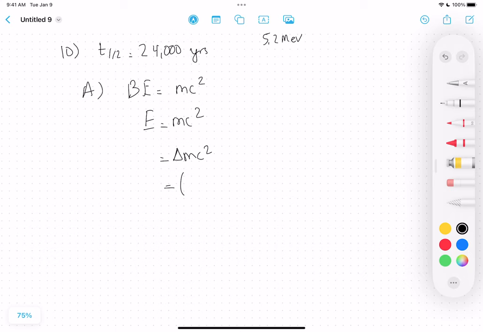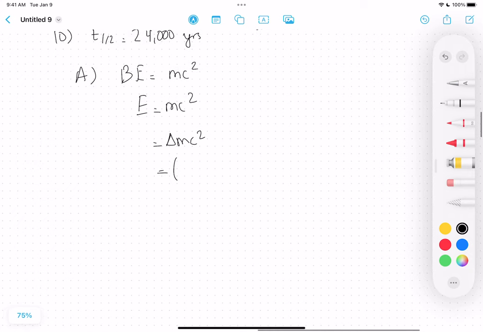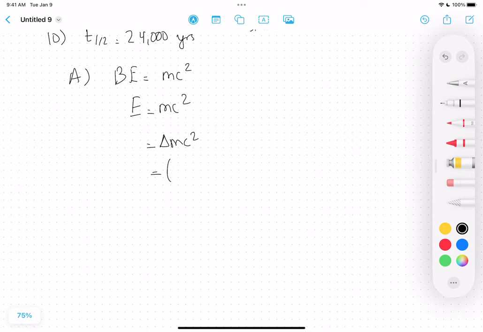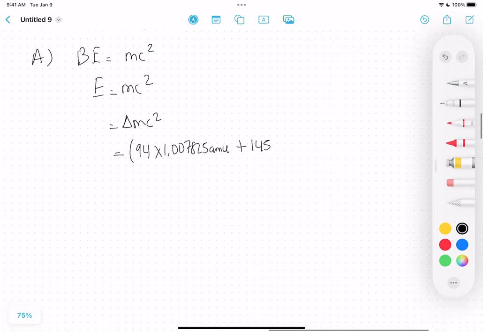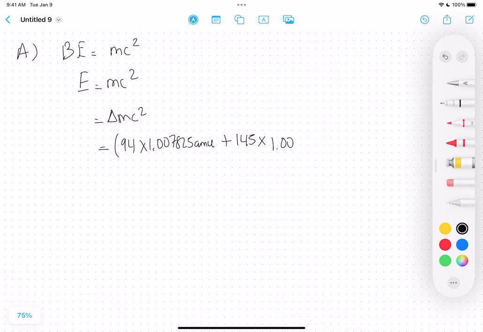So the reason why they do mass of hydrogen is that it'll just approximate the mass of a proton in this case. But you have 94 hydrogen atoms in this case, or 94 protons really. And so that's 94 times 1.007825 atomic mass units, right? And then plus 145 neutrons times 1.008665 atomic mass units.